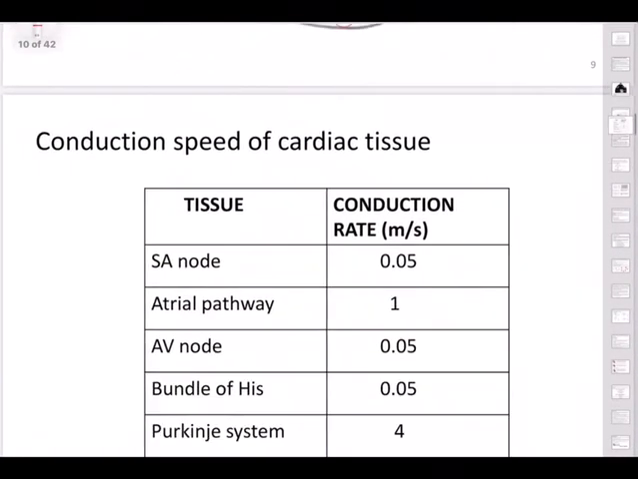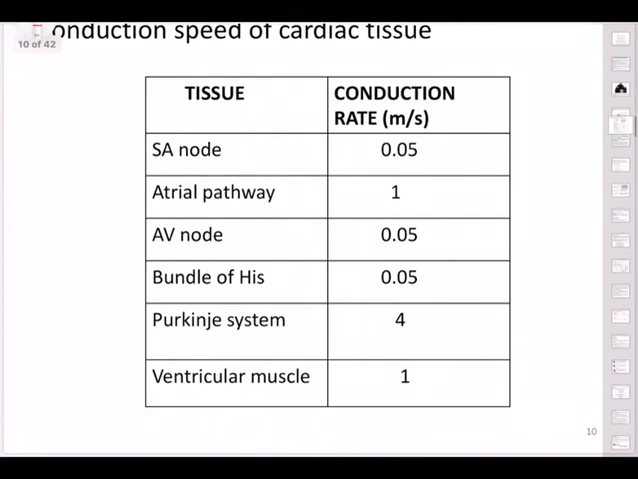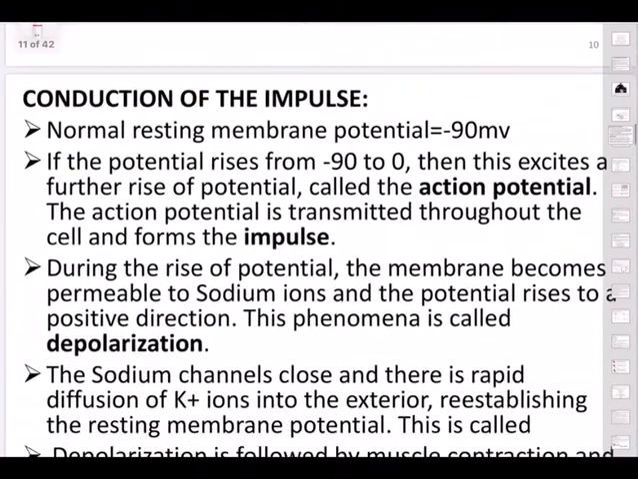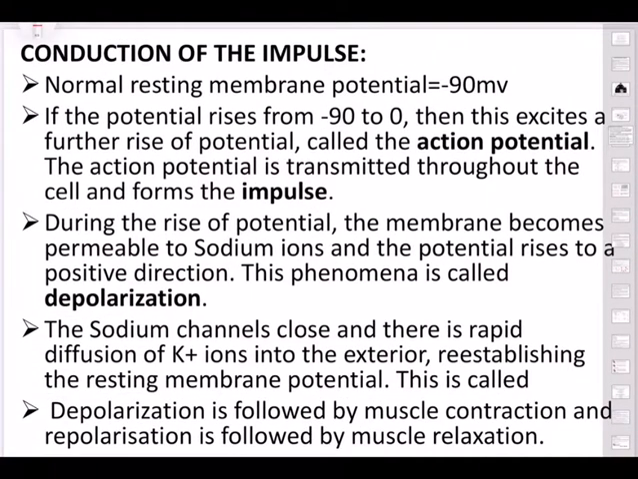Conduction speed of cardiac tissue. See, everything has got a timing that we can measure. SA node 0.05 meters per second, and atrial pathway is 1. AV node is 0.05 and bundle of His is 0.05. Purkinje fibers, it's 4 meters per second. Ventricular muscle is 1. So that means everything has got a timing, and if there is a change in the timing, it indicates that there is something problematic.